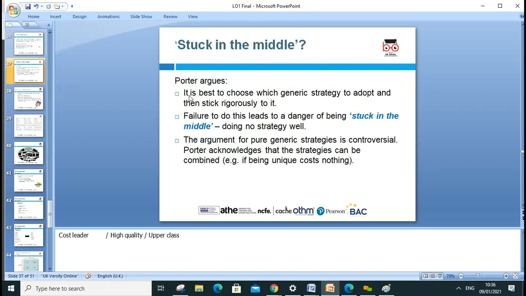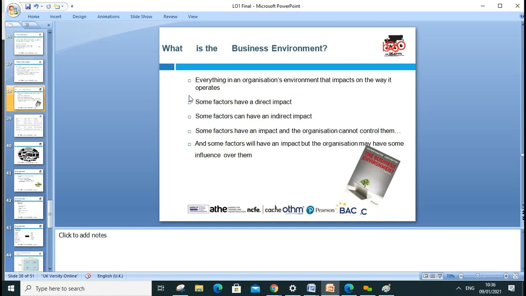Okay, stuck in the middle. Maybe you're saying you will use cost leadership and you will use differentiation. According to Porter, don't do it. You're stuck in the middle. Whichever strategy you focus on, either cost leadership or differentiation, stick with it. It's difficult to be both. Maybe you can adopt a different strategy for a different product, which is fine.